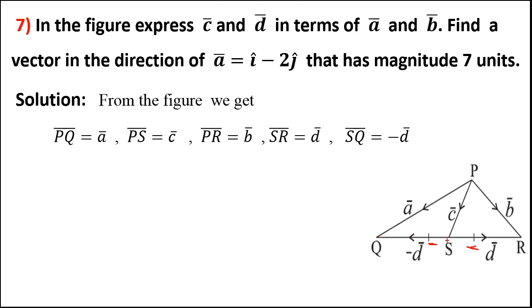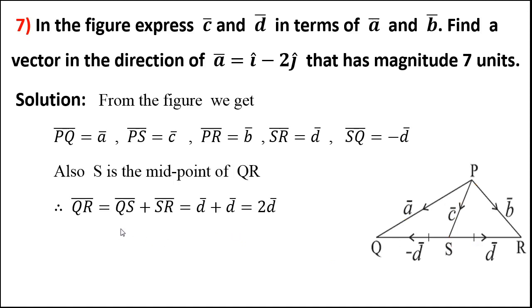That means S is the midpoint. हा S point जो आहे हा point midpoint आहे. And therefore SR represents D bar. Therefore SQ represents minus D bar. So SQ is equal to minus D bar. Now we can use the triangle law of vector addition and express this C bar in terms of other. So I will show you the next calculation part.